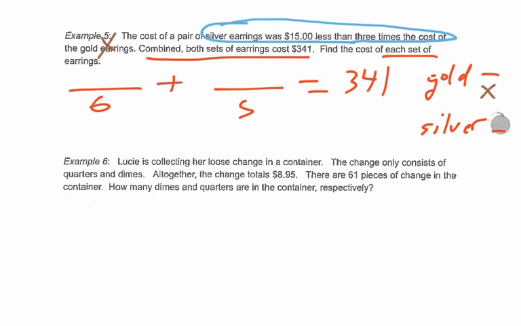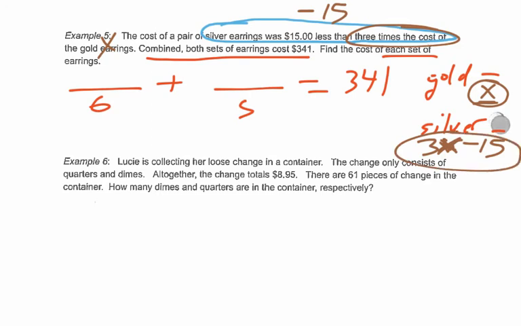Now the silver earrings are described based off the cost of the gold. So it says $15 less, so that's minus 15, then 3 times the cost of the gold. Well, if the gold costs X, 3 times that would be 3X. Now remember, you still got to take away that 15. So the gold is X, the silver is 3X minus 15. So again, in these comparison problems, you're going to have 2 variables in your problem. Okay? So here's the gold, here's the silver. We can add those together and solve it.